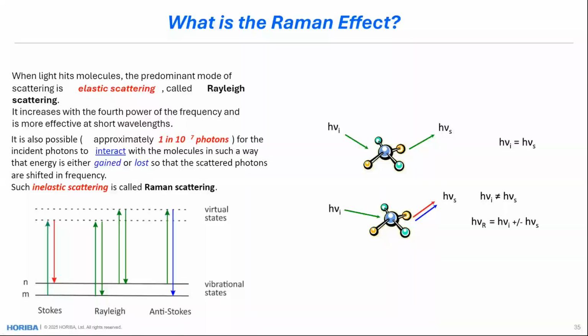Now let me switch a little bit to Raman spectroscopy. Raman spectroscopy is molecular spectroscopy. We were talking about GD and XRF, which is elemental analysis, where we're looking at each element. Raman spectroscopy looks at molecular vibrations.